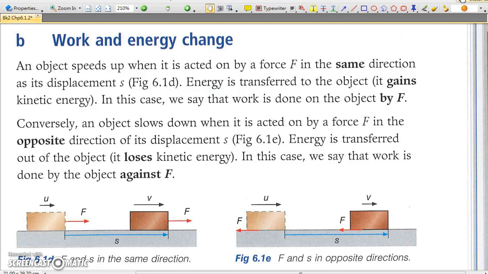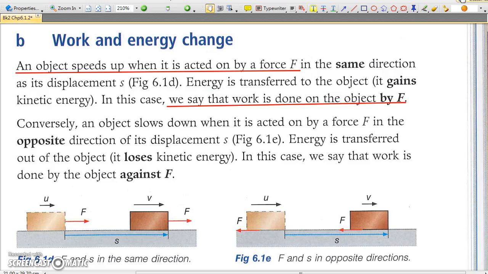B. Work and energy change. Without friction, the applied force is the net force that will accelerate the mass. The mass gains speed, and therefore it gains kinetic energy. We say that the mechanical work becomes kinetic energy of the mass.